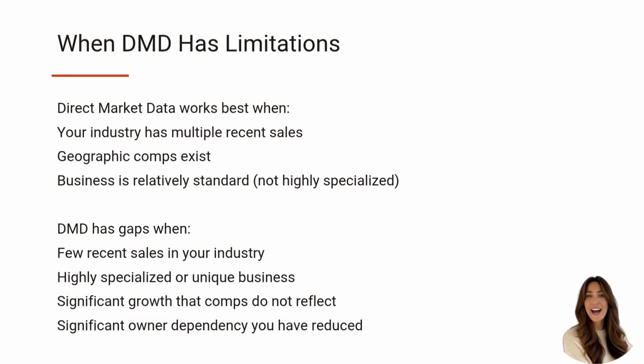If your business is highly specialized or unusual, finding good comparables is tough. And if you have implemented massive improvements, like reducing owner dependency or growing to 25% annually, comps might not reflect your current position. In those cases, you combine DMD with income approach or asset approach to triangulate. But when you have good comps, DMD is the most reliable and transparent method.